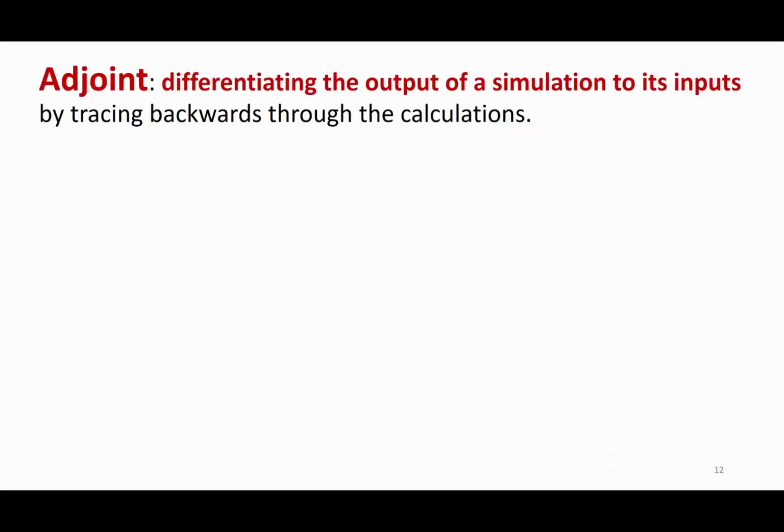And to overcome the deficiency of the ad hoc approach to design, I want to adopt what is the best in the class of traditional design tools, that is the adjoint method. So the adjoint method is a method that enables you to perform optimization very efficiently through differentiating the output of a simulation to its input, to many inputs simultaneously by tracing backwards through all the calculations involved in your simulation.